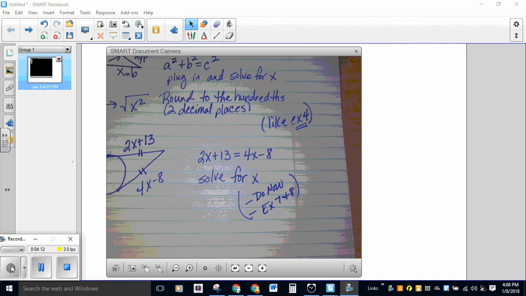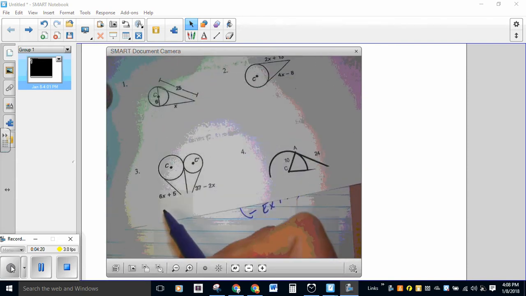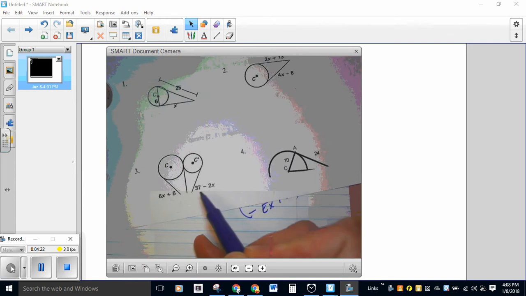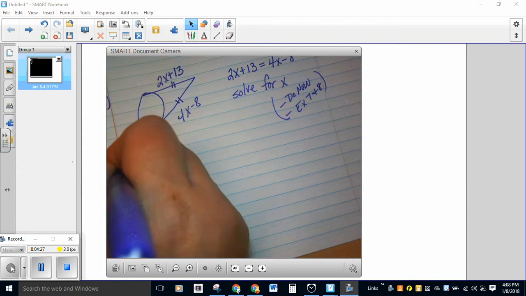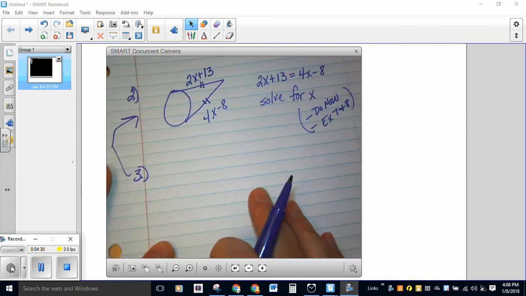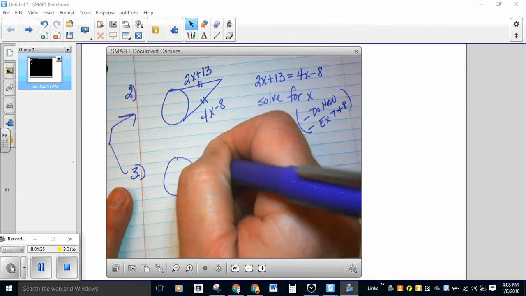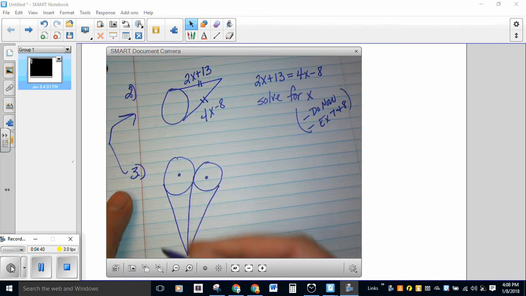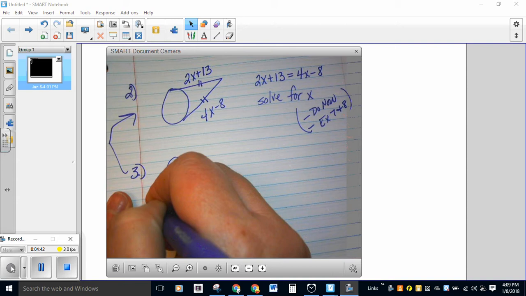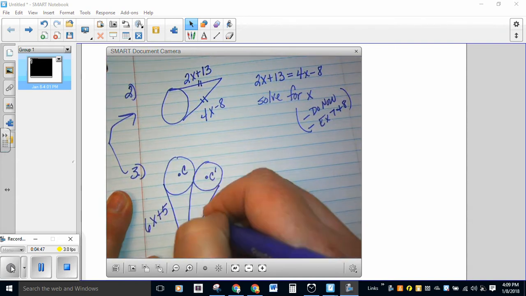Okay, number 3 gives us 2 circles, and they have the lines coming out, and I drew it up on the board in case you couldn't read what this says. It's just like number 2. The only difference is we've got 2 circles that are side by side. Okay, and this side says 6x plus 5. This is C and this is C prime. And this is 37 minus 2x.